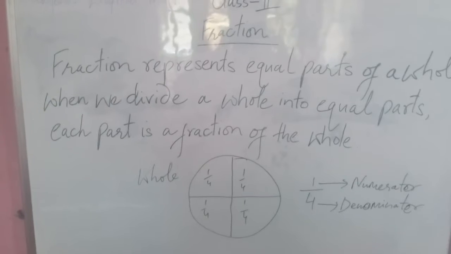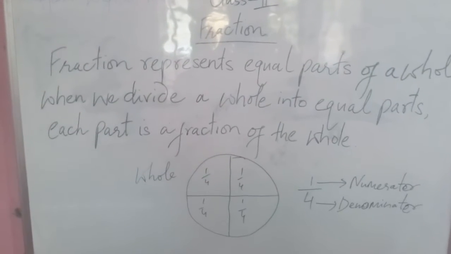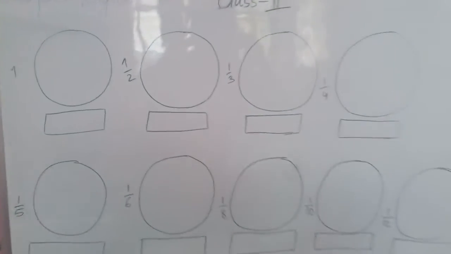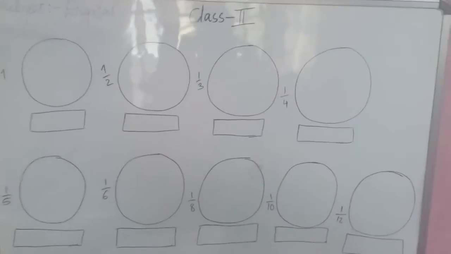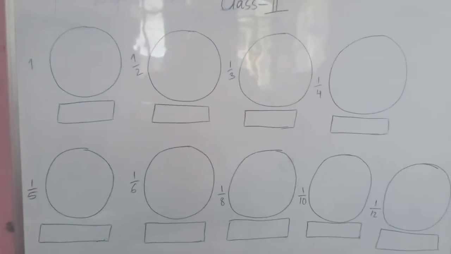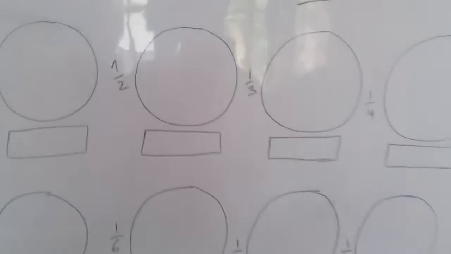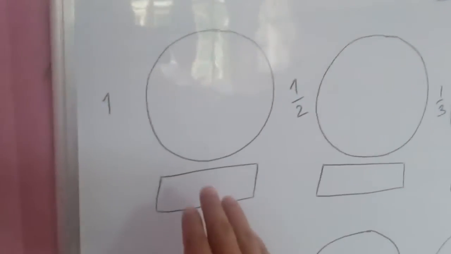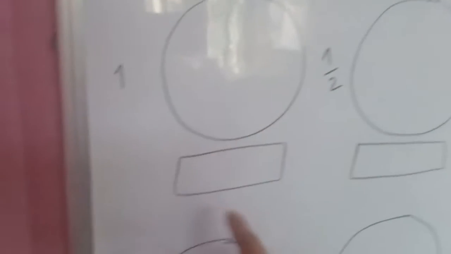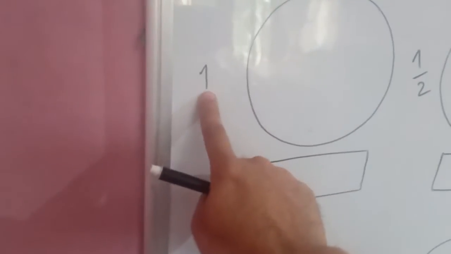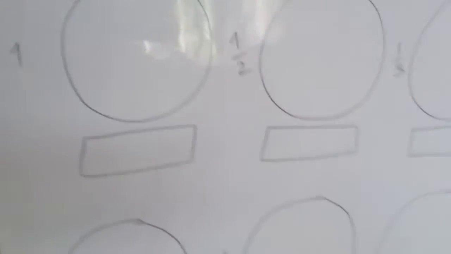So let's do some other questions similar to this. These are my circles. We have to divide these into the fractions written here. Let's start with the first one. We have a whole circle and the rectangle is whole too. The number 1 means a whole part, so we don't need to divide anything here.